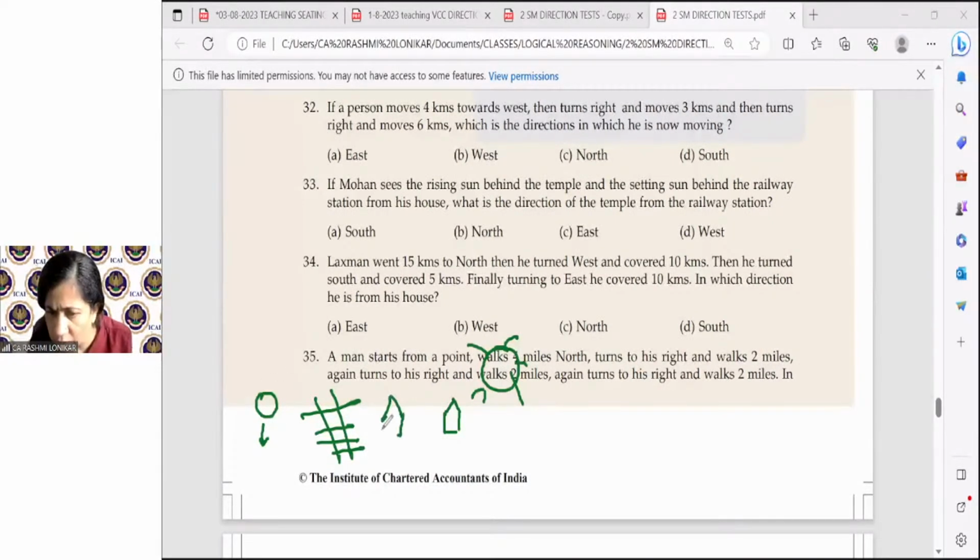And this is his house. This is the temple. And this is the house. Okay, so what direction is the temple from the railway station? From the railway station to the temple, which direction is it? This is the east direction, right? 33 should be east. See, 33 east. Okay.